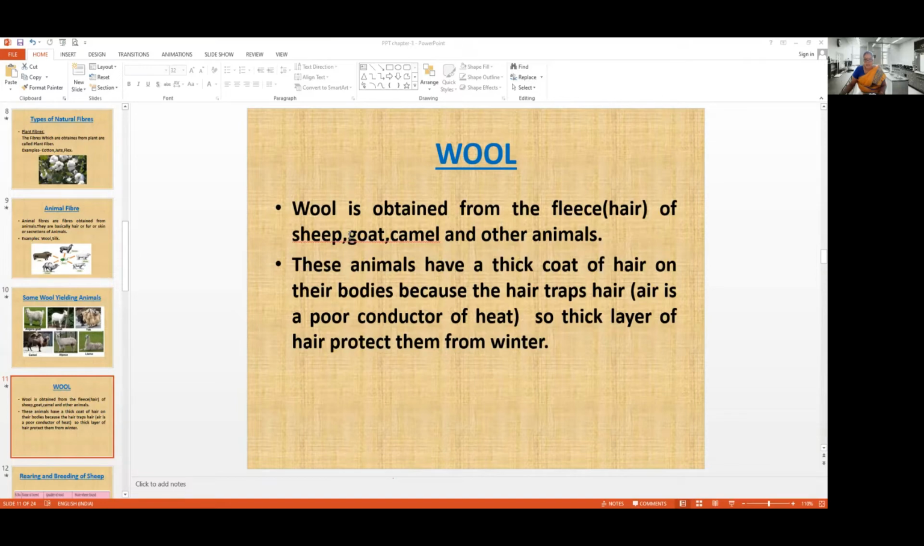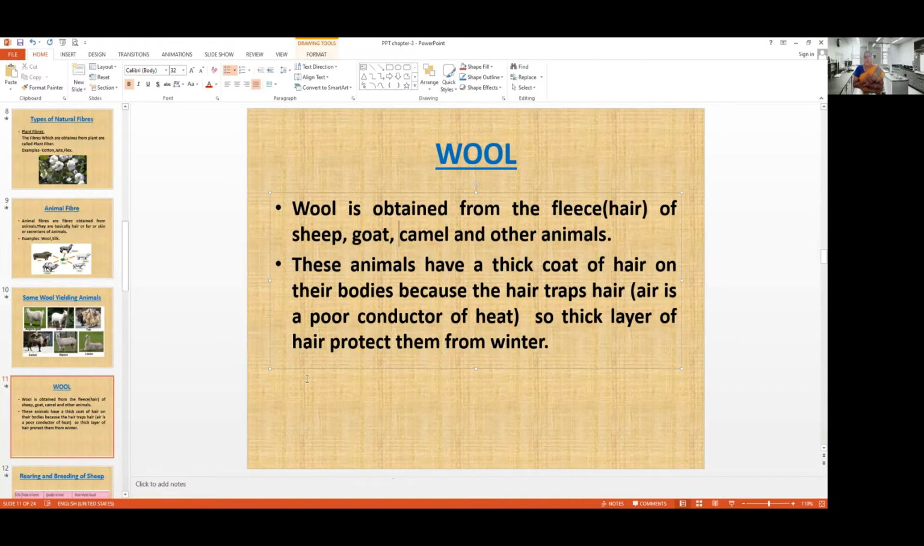How do we get wool from animals such as sheep, goat, camel, llama, alpaca, whatever we have seen? These animals have a thick coat of hair on their bodies because the hair traps air. Air is a poor conductor of heat, so the thick layer of hair protects them from the winter. That is why, for example, the yak and others we have seen live in icy regions only, because in order to adapt, their body has a thick layer of hair.